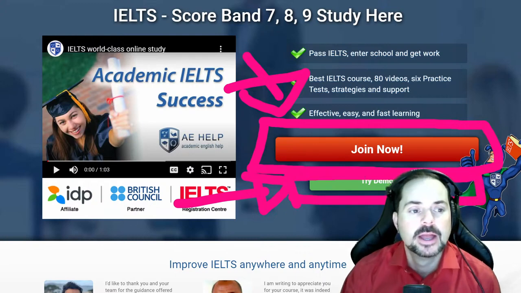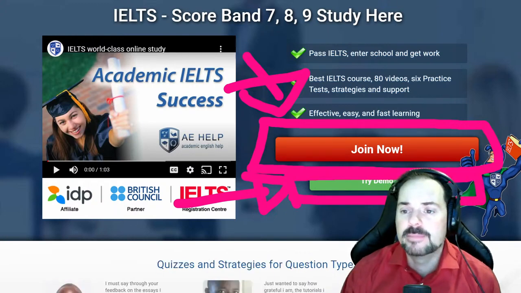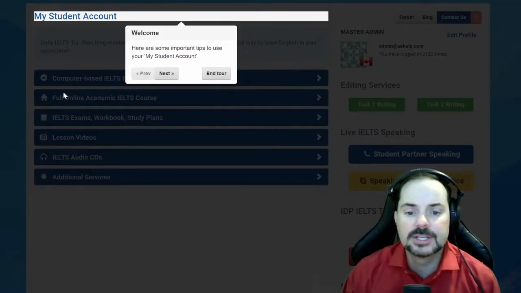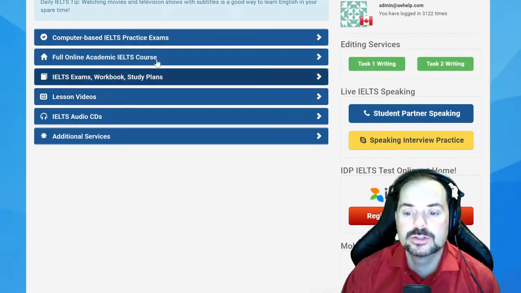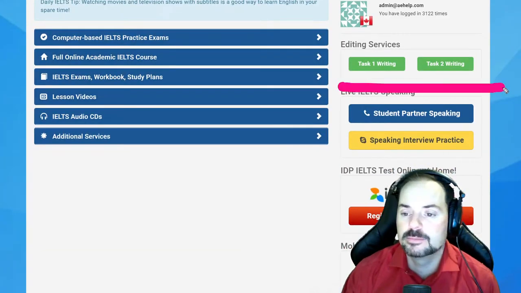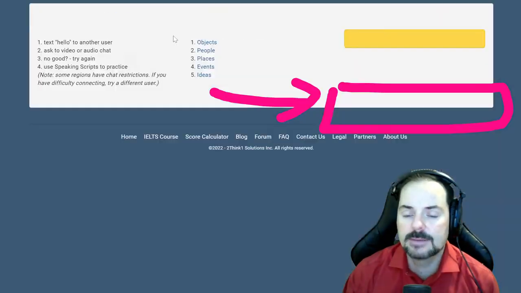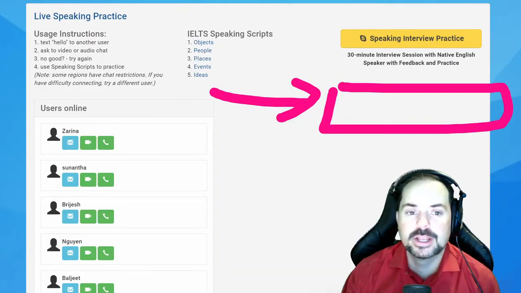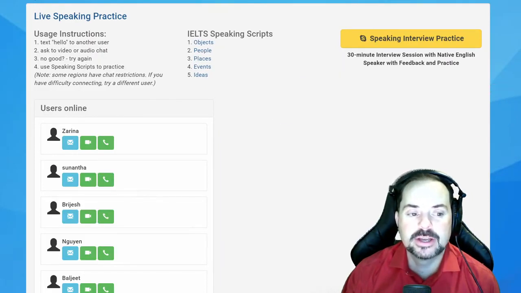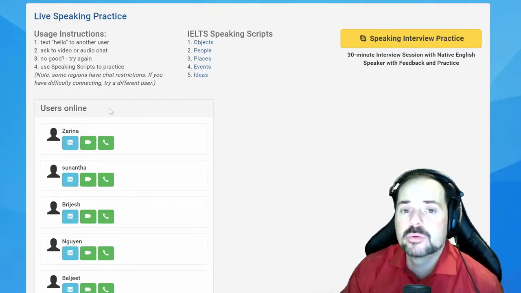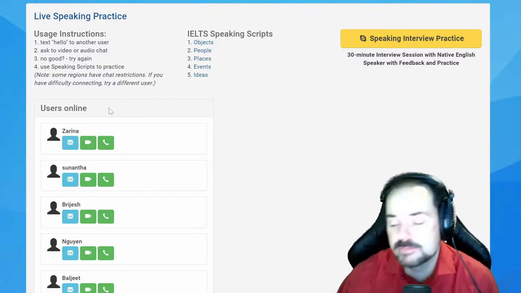And then you have a My Student account. In your My Student account, you want to click on the Student Partner Speaking. And the Student Partner Speaking, you accept. And you are in the chat. And here, this is priority for members. This is a members chat class.